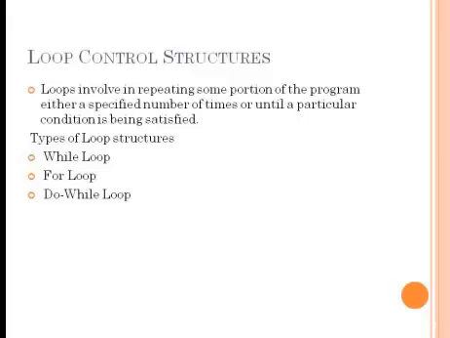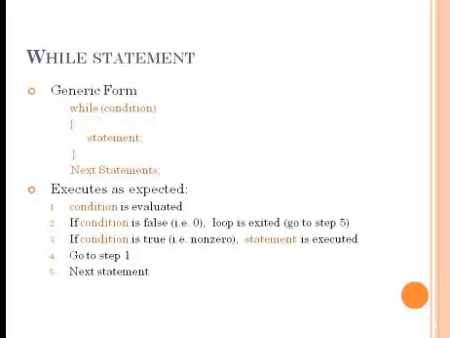While loop or while statement. The generic form of the while statement is: while, condition, statements, and next statements. Whenever control comes to this while statement, first it executes the condition. If this condition is true, the following statements or the loop statements will be executed. Otherwise, control will jump to the next statements. Whenever this condition is true, all statements in the while block will be executed.